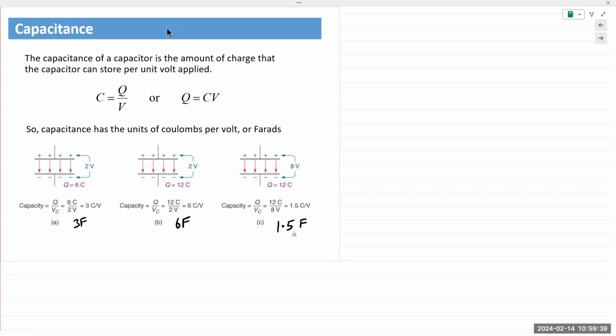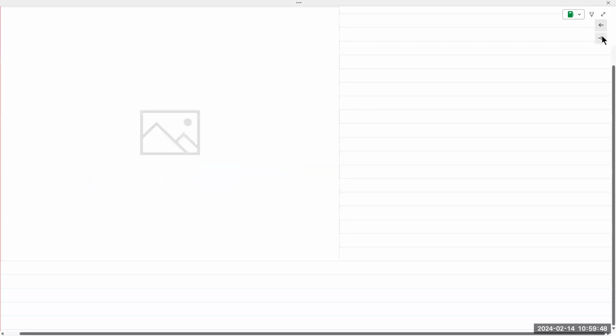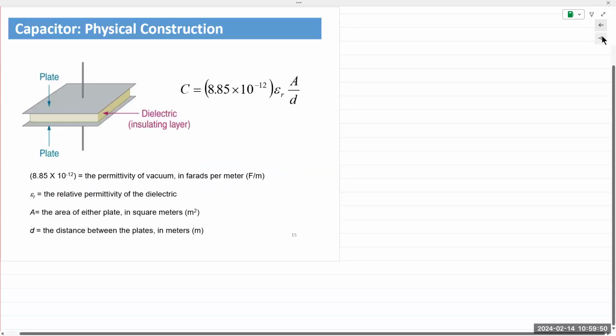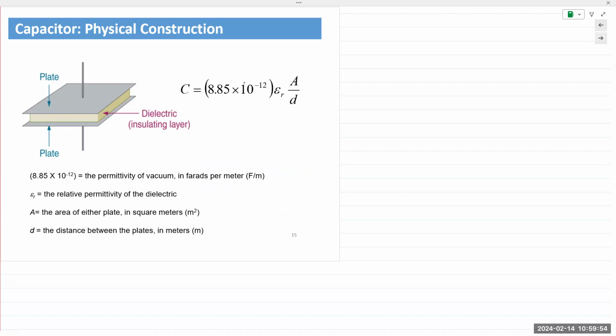All right. And let's see. Actually, I fell behind one slide. Physical construction of a capacitor. The equation is very similar to the, well, not similar. It's given by C equals epsilon A over D. And epsilon is... out of time.